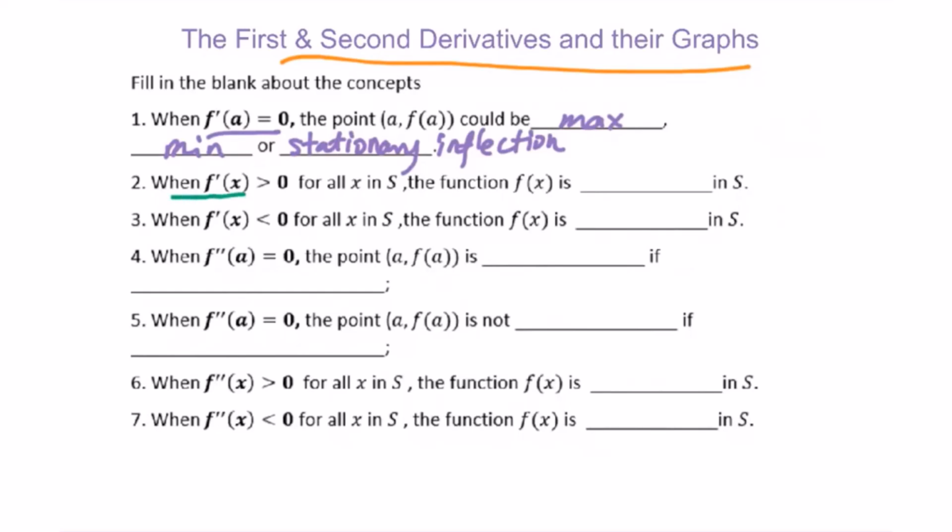When f prime of x is greater than 0, f of x is increasing. When f prime of x is less than 0, then the function f of x is decreasing.